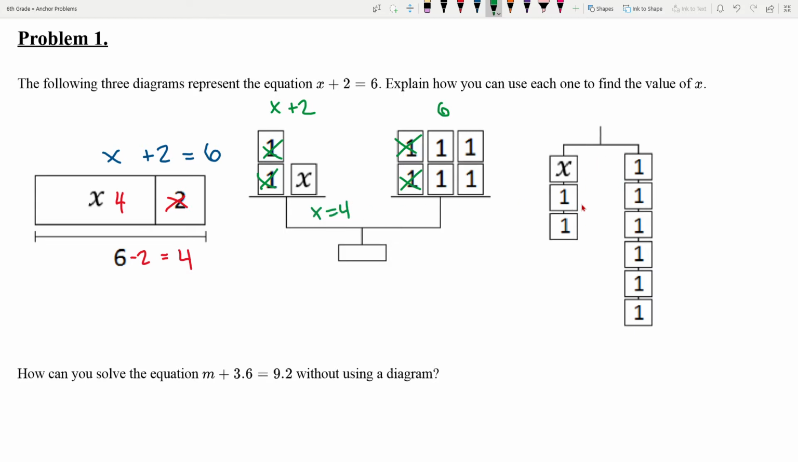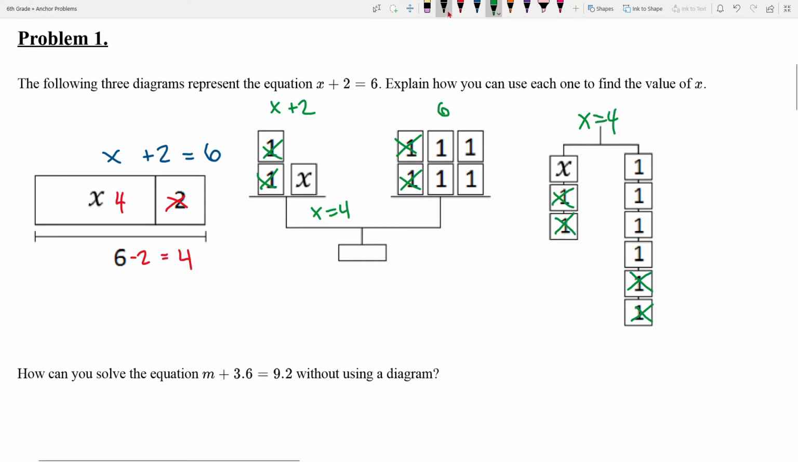Same idea here with the hanger. So we have a tape diagram, a balance, and then this is called a hanger. Now, if you pictured a clothes hanger, if it's balanced like it is right here, the left side equals the right side. And so if I remove 1 from the left, I have to remove 1 from the right in order to keep it balanced. To find out the value of x, if I remove 1 more 1 from the left and 1 more 1 from the right, I get the fact that x is equal to 4.